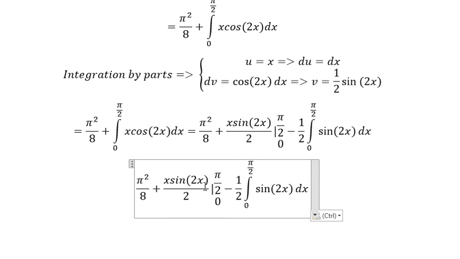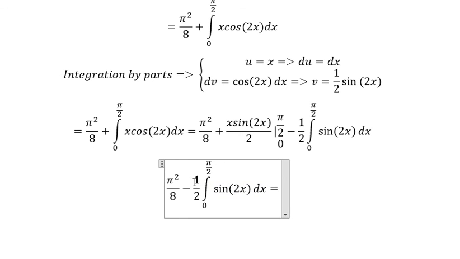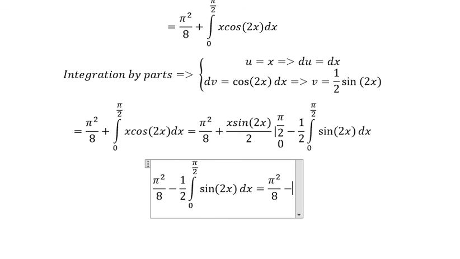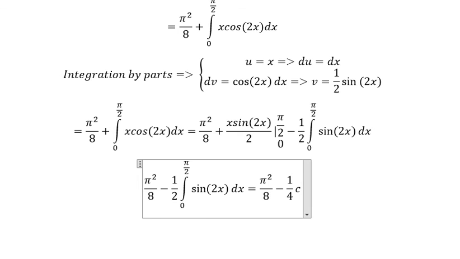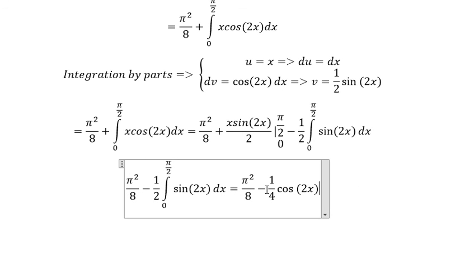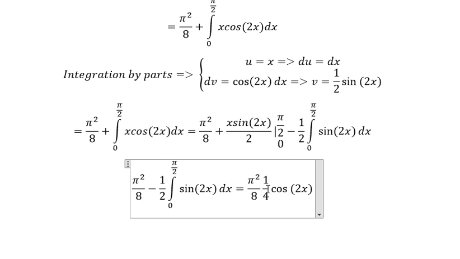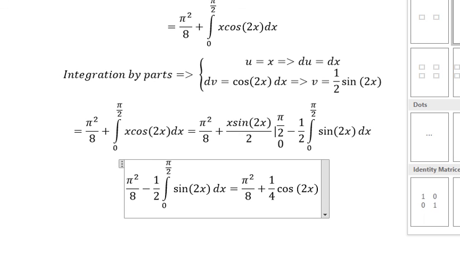So this one gives 0. This one you get 1 over 4. And we have cosine 2s. In this situation we put the positive. And now we put 0 and pi over 2.